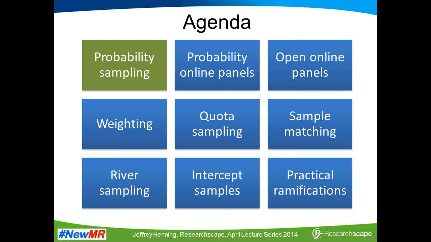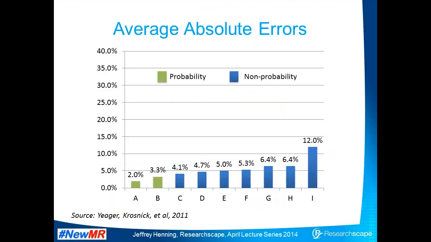So I want to talk about how you can do probability sampling on the internet, and how probability sampling works in general. Then online panels, which are the way you can do probability sampling on the internet, and open online panels that we know and love, weighting, quota sampling, and sample matching, which not very many people are doing. It's sort of the next evolution of quota sampling. I'll look at river sampling, intercept samples, and then I'll talk to you about some of the practical ramifications of this.